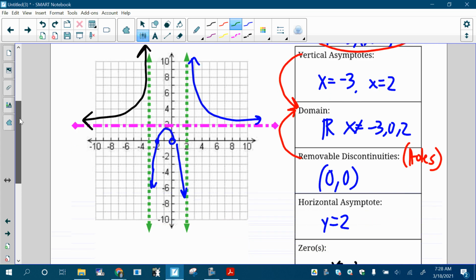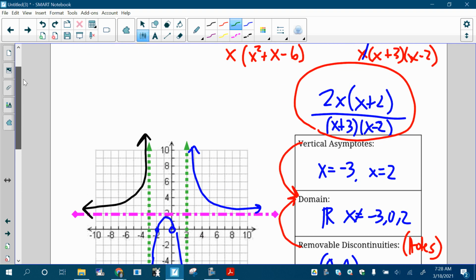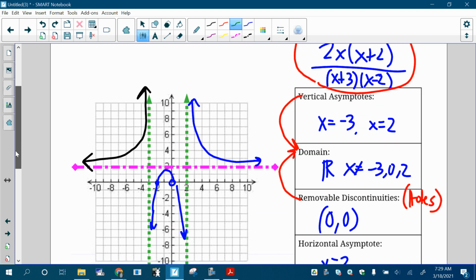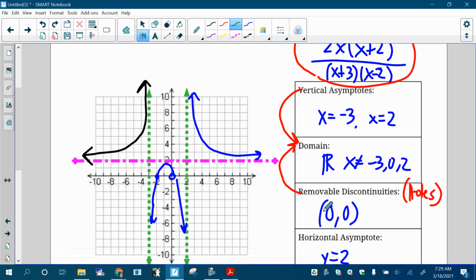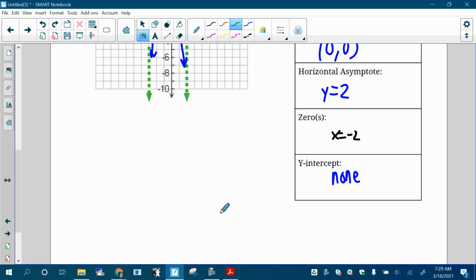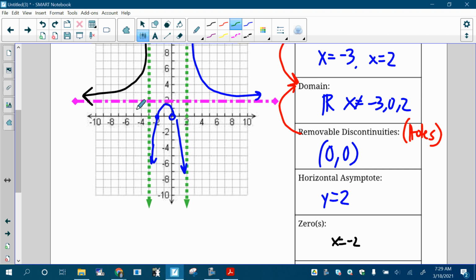A similar thing happens with the y-intercept. If you look at this canceled version and you plug in 0, you get 0 divided by negative 6, which is 0. But wait. I already have a hole at 0, 0. Okay, I can't have a y-intercept down here. It doesn't make any sense. I already got a point there. It's a hole. Okay, so in fact, this graph has no y-intercept. We only have this point in the asymptotes.